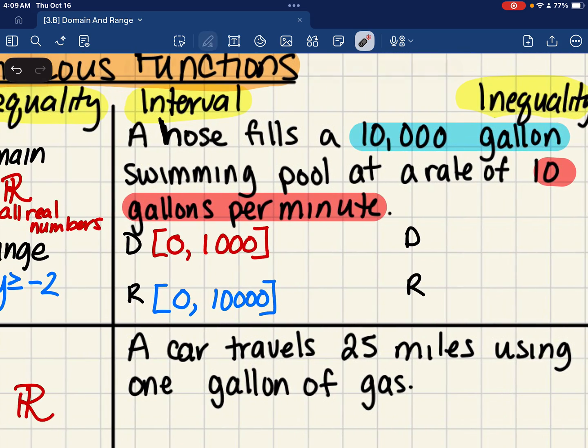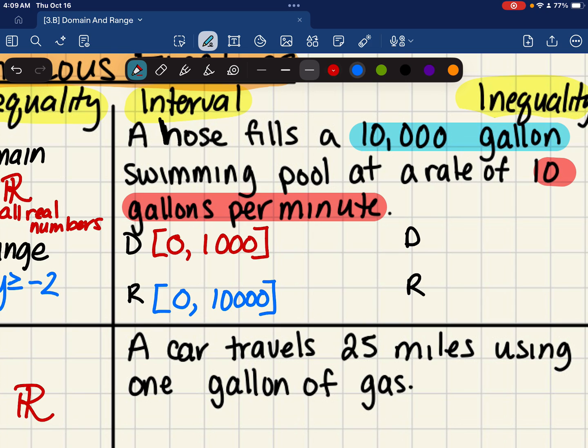So for our domain, I know I'm going to use from 0 to 1,000. My alligators are gobbling right. And then the letter I'm using, the domain, uses x's. So I'm going to put an x here.